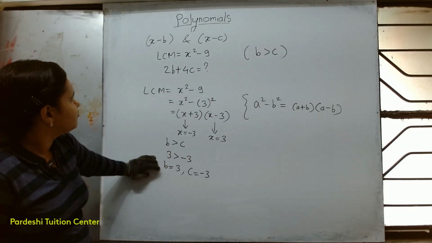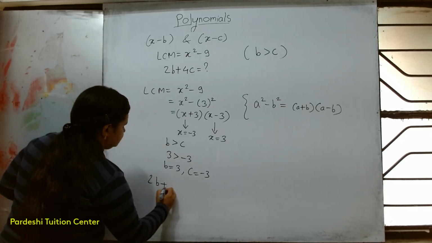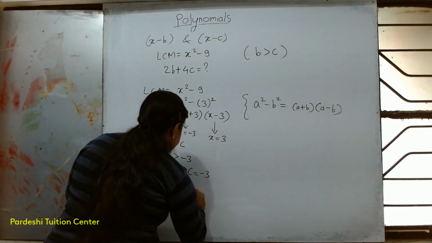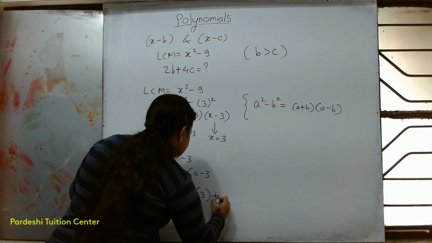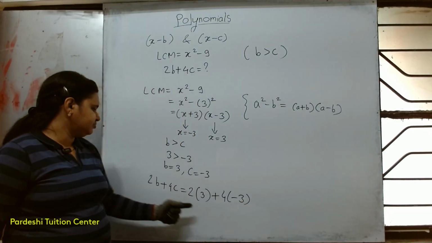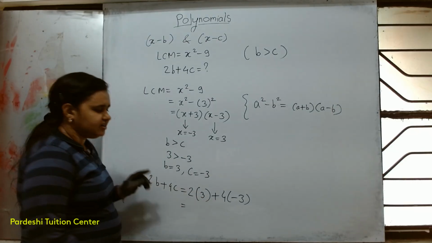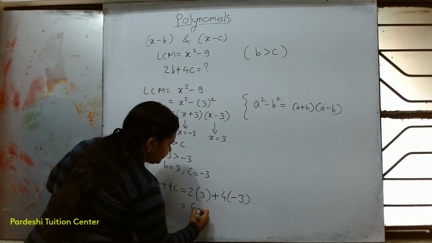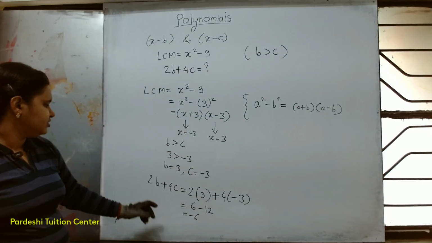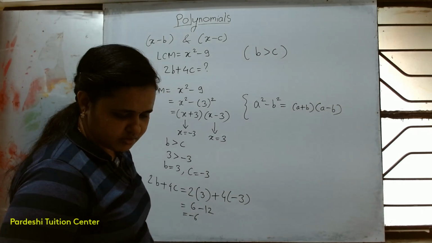Now we have to find 2b plus 4c. We can easily find it by putting in the values of b and c. So it will be 2 into 3 plus 4 into minus 3. 2 threes are 6 and 4 into minus 3 is minus 12. So 6 minus 12 will be minus 6. So 2b plus 4c is equal to minus 6, and our option is Q, that is minus 6.